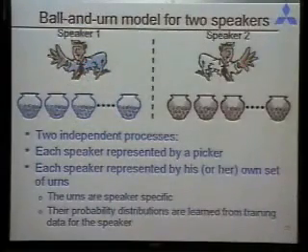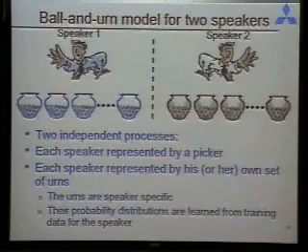Now, if I have two speakers, according to our model, what would I have? I have speaker 1 with his own set of urns, and he just draws balls from these urns at random within each analysis frame and computes a histogram. I have speaker 2 also with his own set of urns, and he draws balls and computes a histogram.